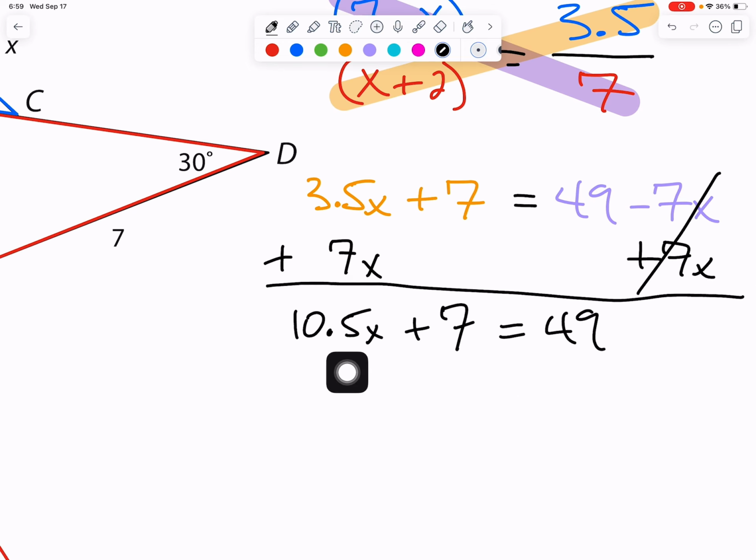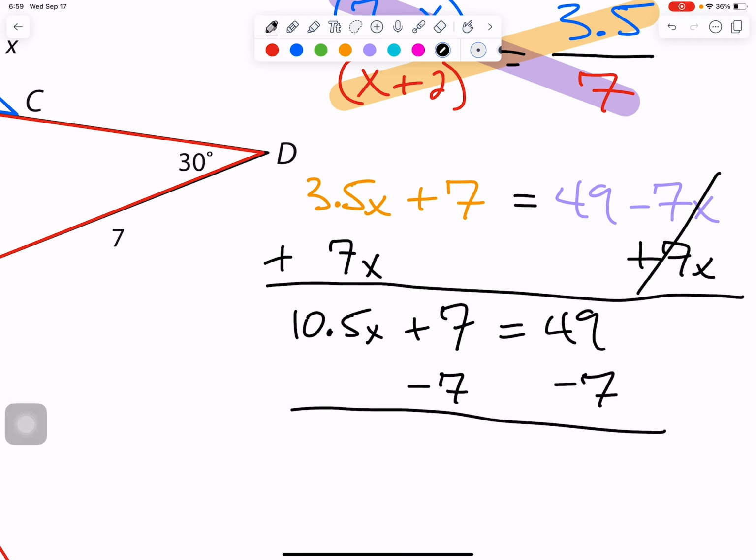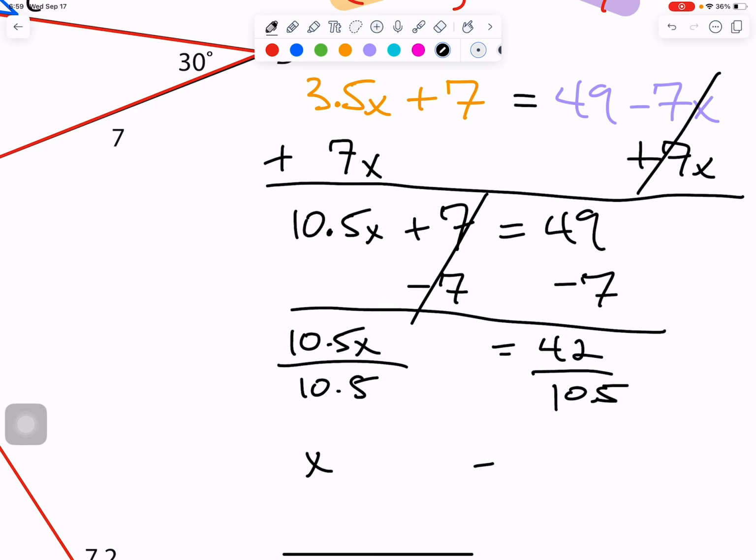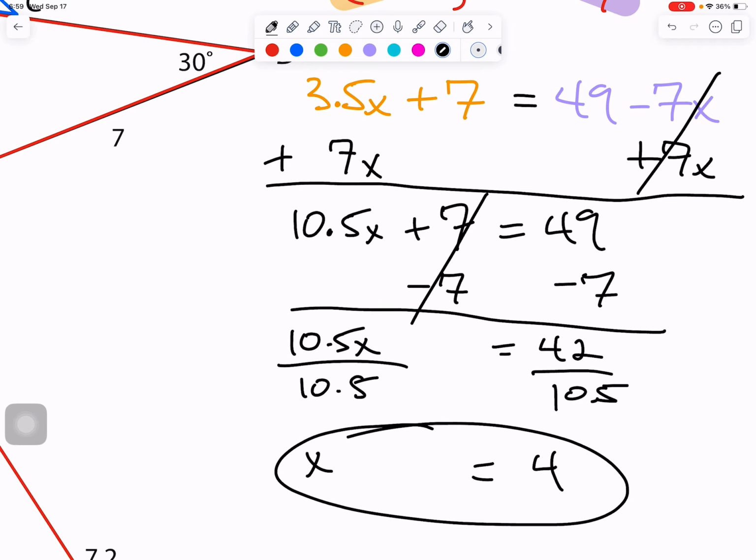10.5x, we need to get by itself. It's hanging out with plus 7. How do we get rid of a plus 7? Great job, minus 7. And what we do to one side, we do to the other. Your 10.5x just comes down. 7 minus 7 cancels, equals 49 minus 7, which is 42. And if we divide each by 10.5, x equals, well, 10.5 times 4 is 42, so x equals 4.